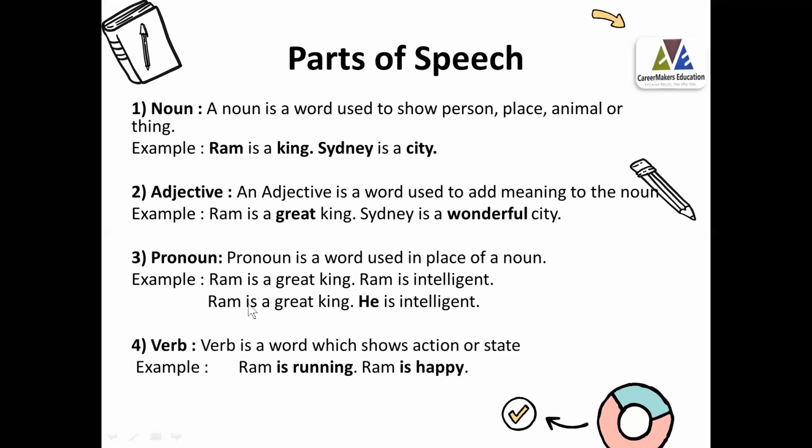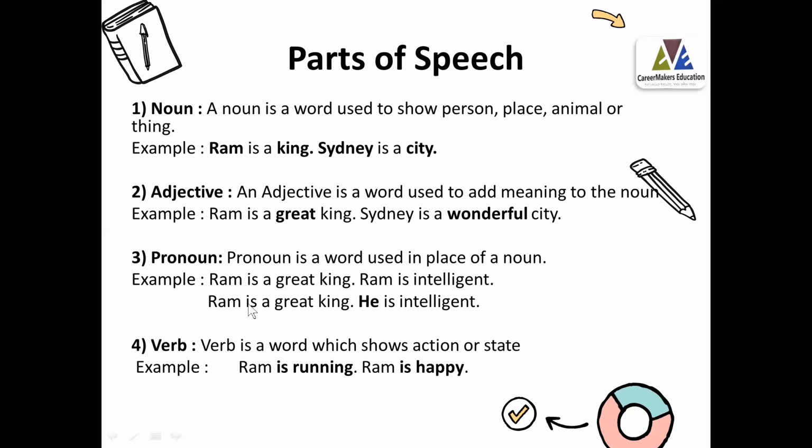This shows action. But a verb has two important definitions. First, it shows action, and second, it shows state as well. So when I say in a statement that Ram is happy, it is not an action. Being happy is not an action. It shows the state of the person. Ram is sad. Ram is depressed. Ram is very sad. So all these words are showing the state of the person, and hence that is what we call a verb.